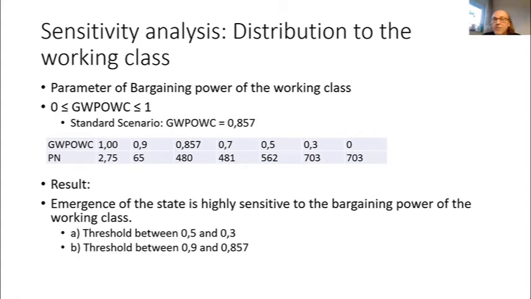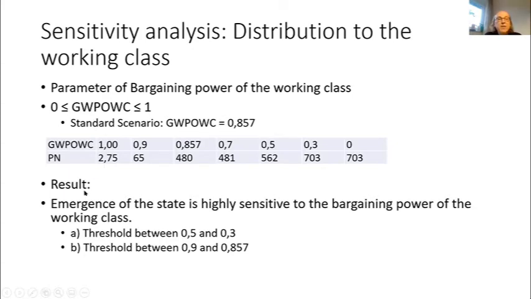And now I would like to come to our sensitivity analysis. I concentrate here on one parameter of the model, which is called the bargaining power of the working class. The bargaining power is a parameter which can be between 0 and 1. 1 would be complete bargaining power, and 0 is no bargaining power at all. And we show this in relation to the number of hierarchical positions, the emergence of positions.